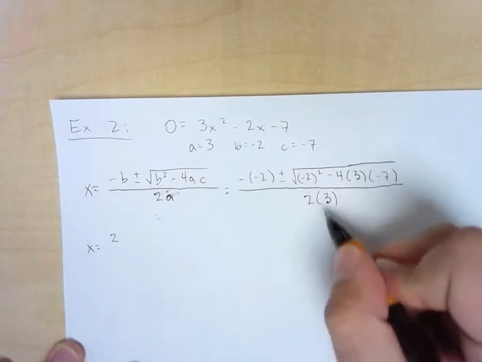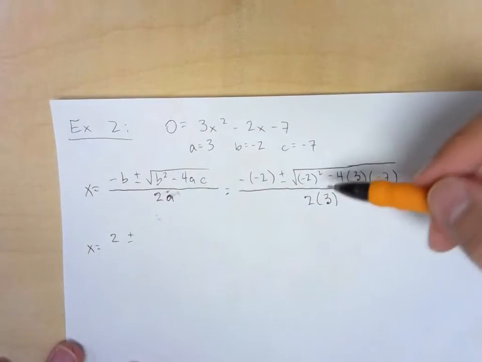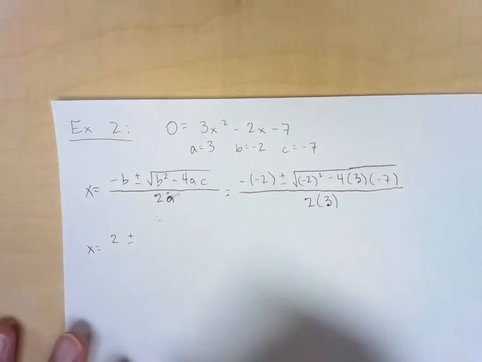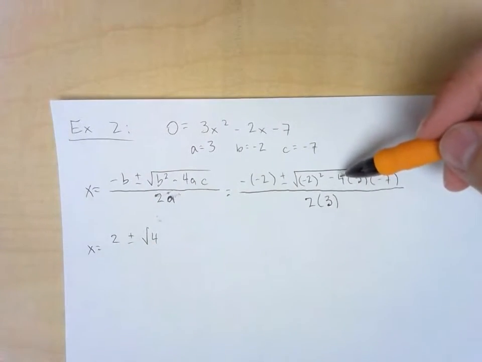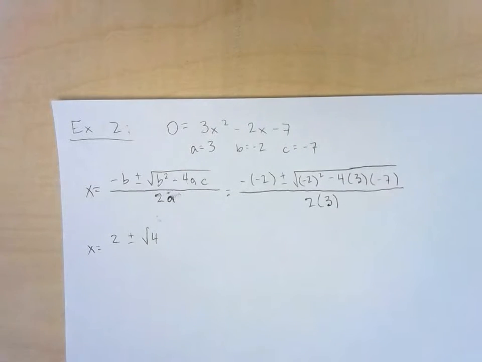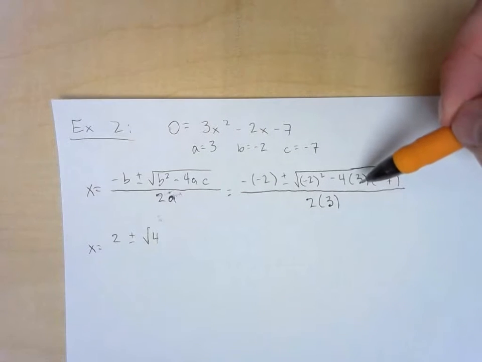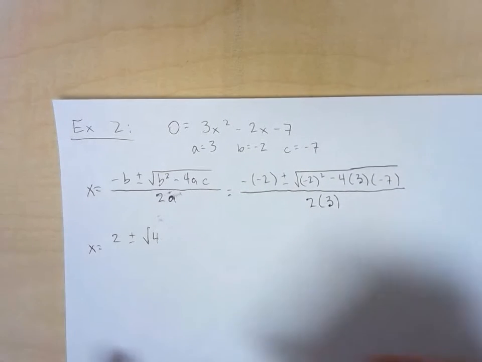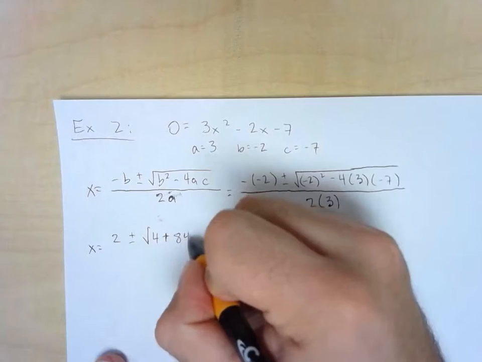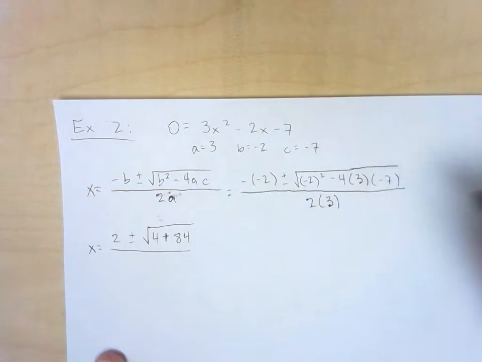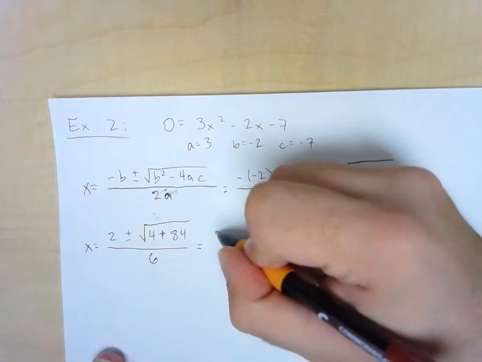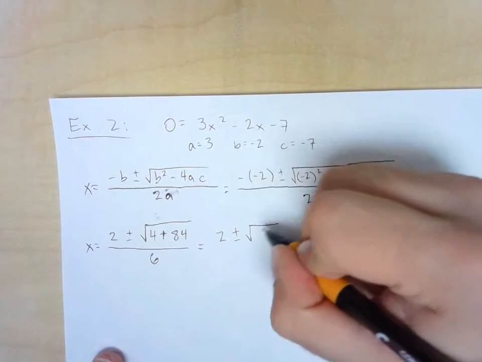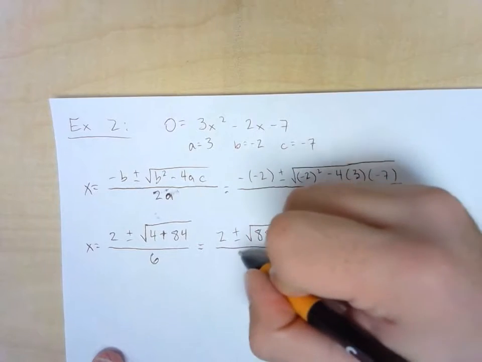Okay, so x equals negative 2. We can simplify to 2 plus or minus. Let's see. Negative 2 squared is going to be positive 4. So square root sign, we'll start it. We'll wait till I end it. 4 times 3 is 12. Times 7, so 12 times 7 is going to give us 84. Negative times a positive is a negative, times a negative is a positive, so 4 plus 84, all divided by 2 times 3, which is 6. Okay, so we get 2 plus or minus the square root of 88, all divided by 6.